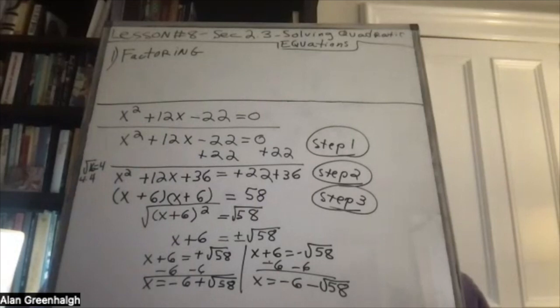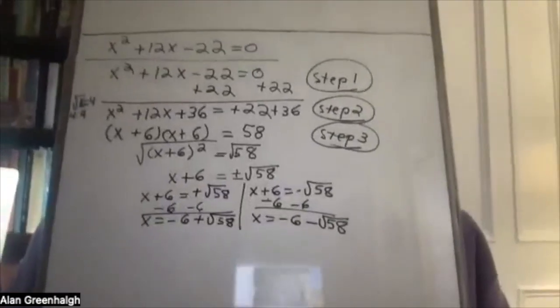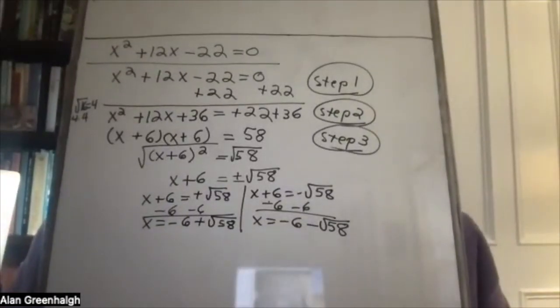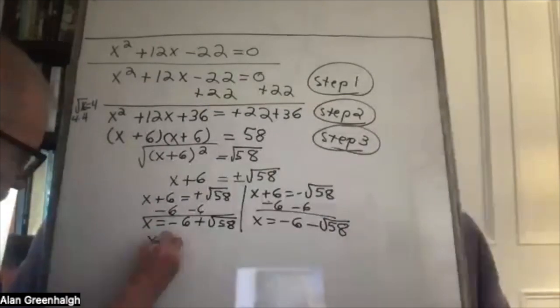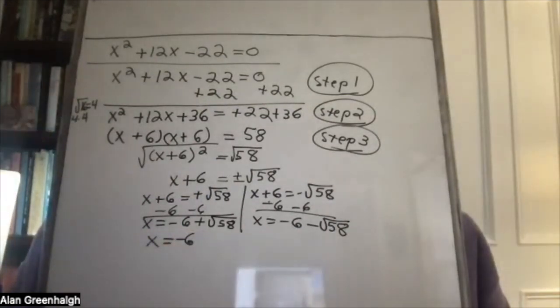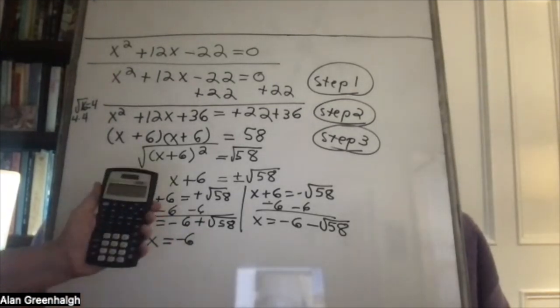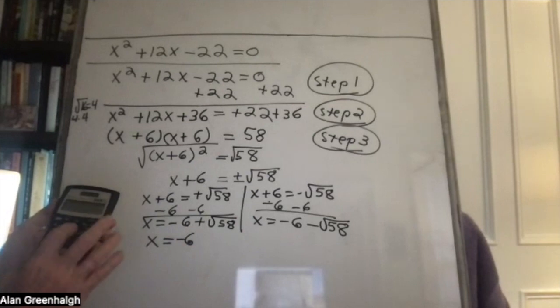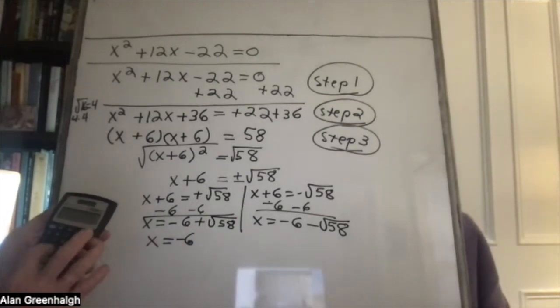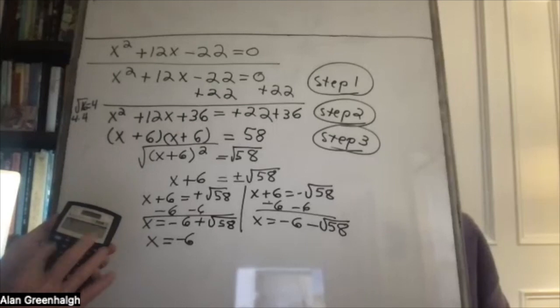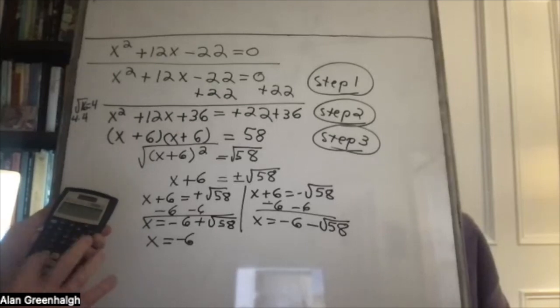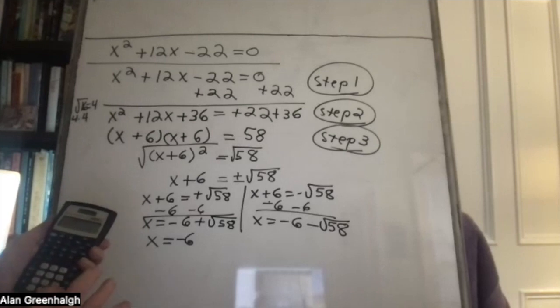Now, the next thing we need to do is to find the square root of 58. At this point, we haven't used a calculator, but now you must use a calculator because x will equal negative 6 plus, now to get the square root of a number, you turn on your calculator and you put second function x squared. I haven't used this. Okay, here it is down here. Second function x squared 58 equals 7.6 to the nearest 10th.